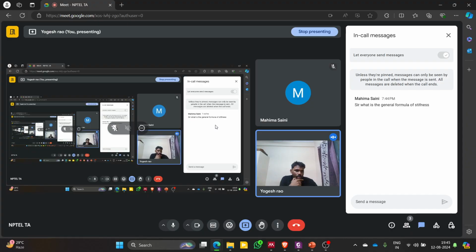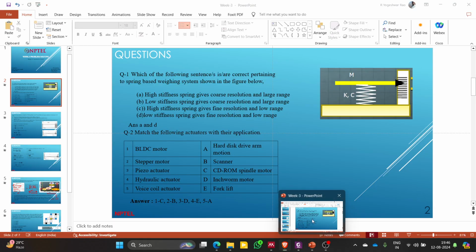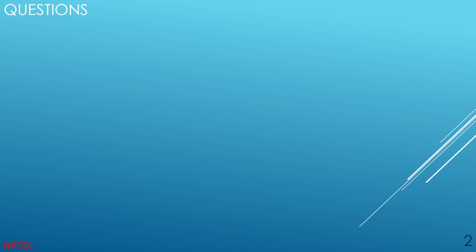What is the formula for stiffness? Okay, Mahima asks about the formula of stiffness. I think you saw it at your elementary level; the general formula is, let's just see.